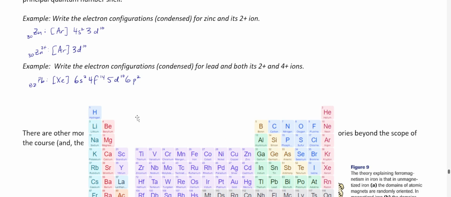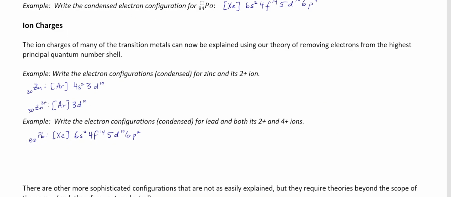Okay, so lead forms 2 ions. It forms a 2+ and a 4+ ion. So let's take a look at the valence electrons that are present here. There are 2 electrons in the 6p2, and there are 2 electrons in the 6s2. So if I want to form the lead 2+ ion, I'm going to write lead 2+. Remember, these are my valence electrons right here. I'm going to remove them from the higher energy first. So I'll write xenon, 6s2, 4f14, 5d10. So that's for the 2+ ion.